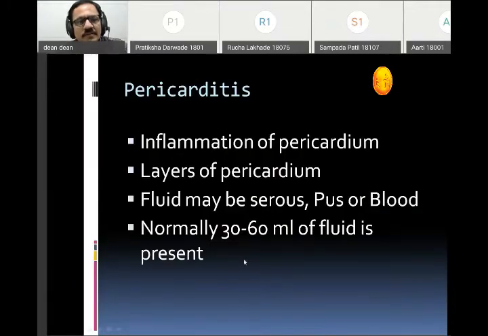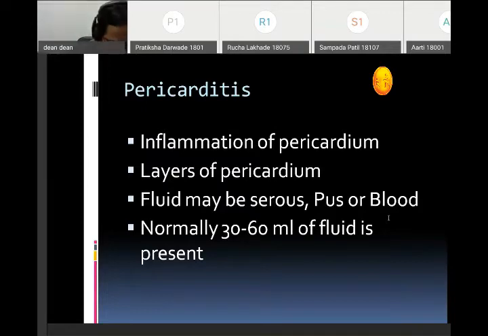So these are the vegetations. Now my one question: what are the differential diagnoses for vegetations in the wall of the heart? Anybody can answer, anybody can chat it. What are your differential diagnoses when vegetations are seen in the heart? They are commonly seen in rheumatic heart disease.